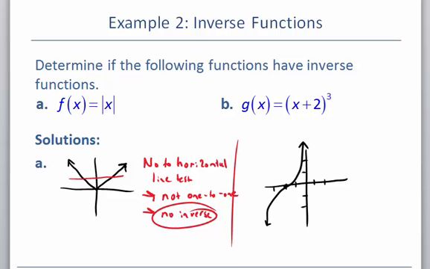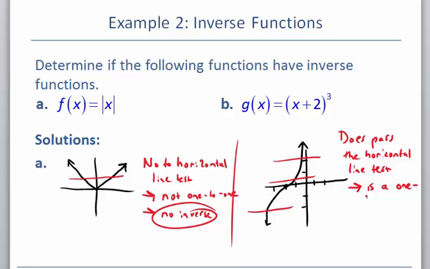All right, so let's check the horizontal line test. If I draw it here, I only cross the graph in one spot. If I draw it here, I only cross the graph in one spot. If I draw it here, I only cross the graph in one spot. So this does pass the horizontal line test. So what does that tell us? That tells us that this is a 1-to-1 function. So that tells us that the inverse does exist.